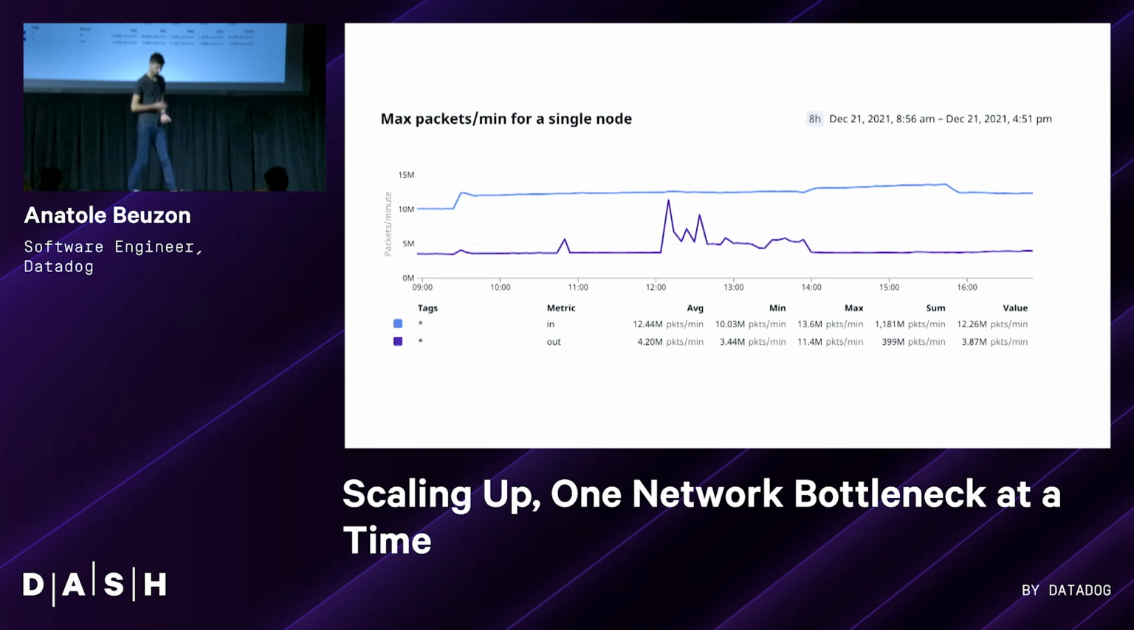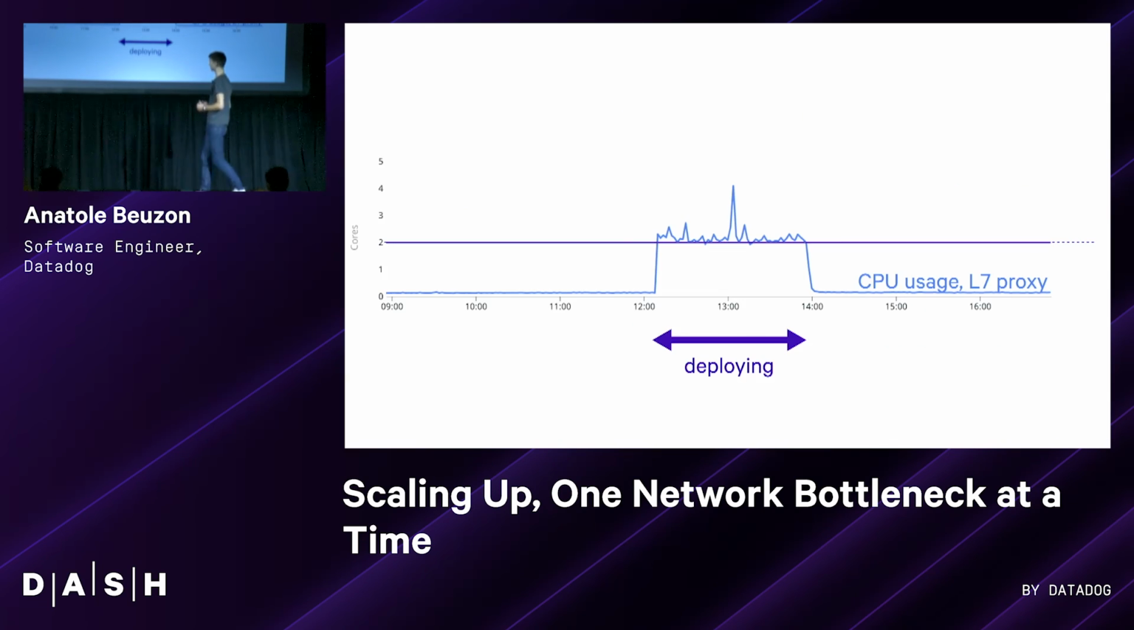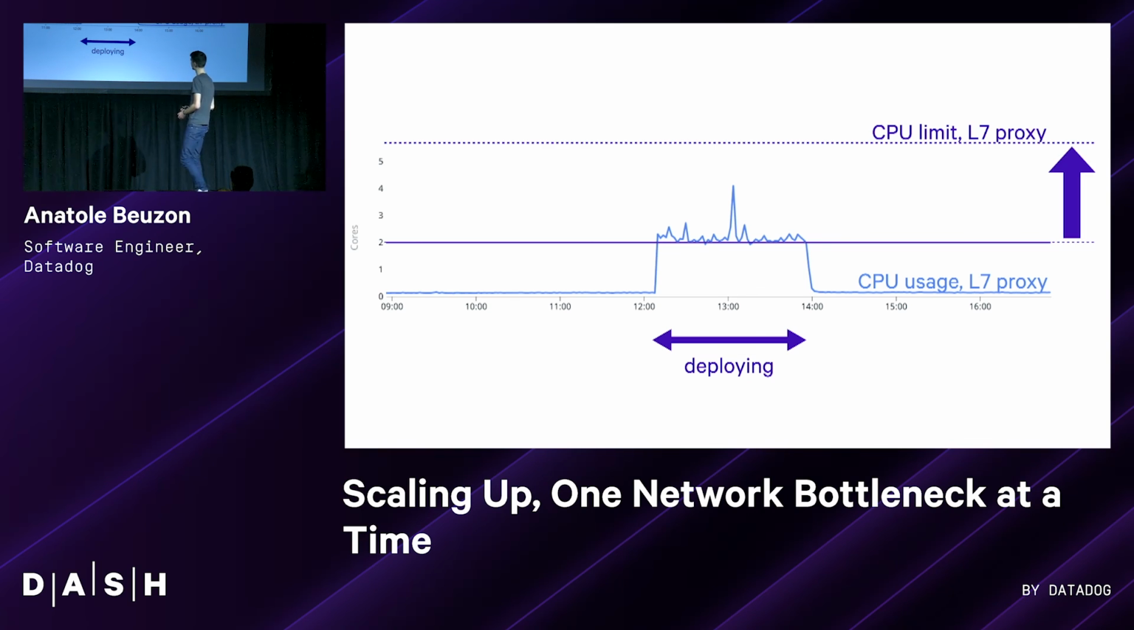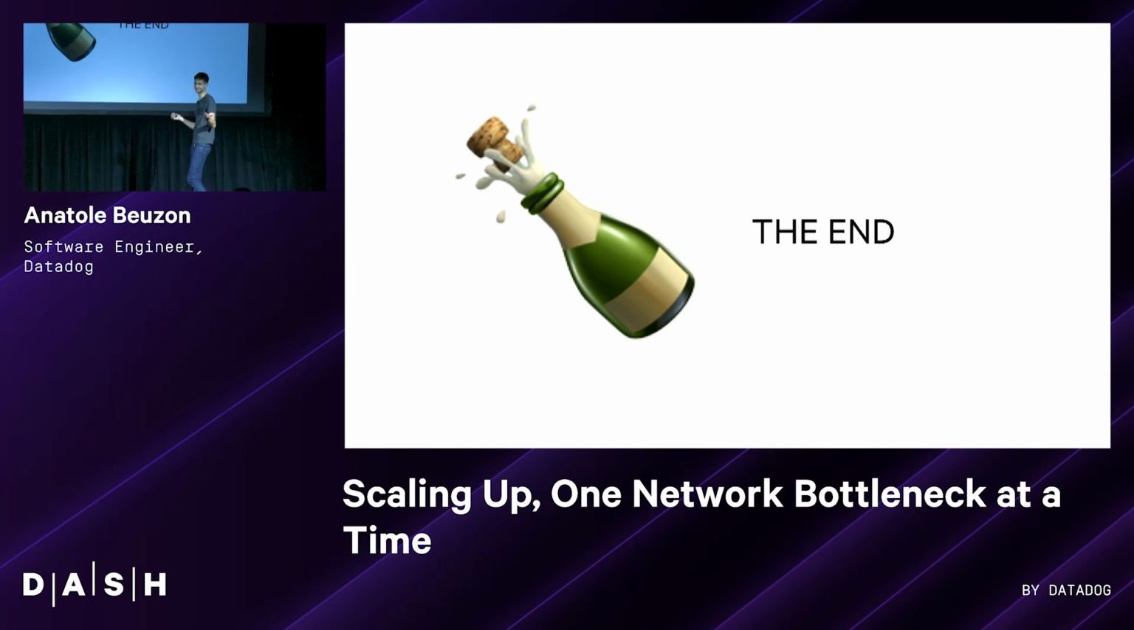Now the obvious fix here is to increase the CPU allowance, up to however high it needs to be for the proxy to not max out that CPU allowance anymore. So increase the allowance, and that's what we do. And we're happy we finally found a solution. Let's ship and celebrate. That did not happen.